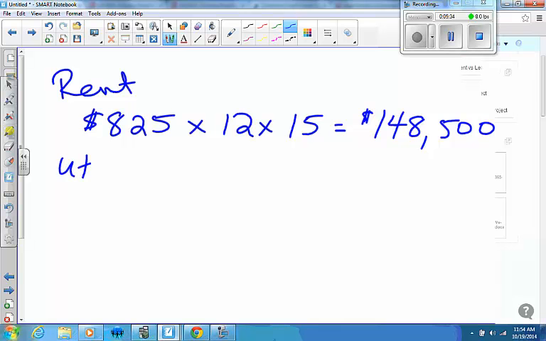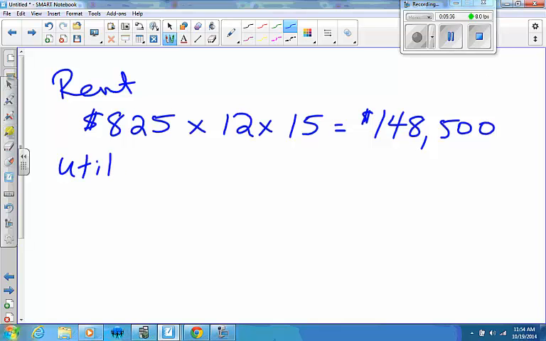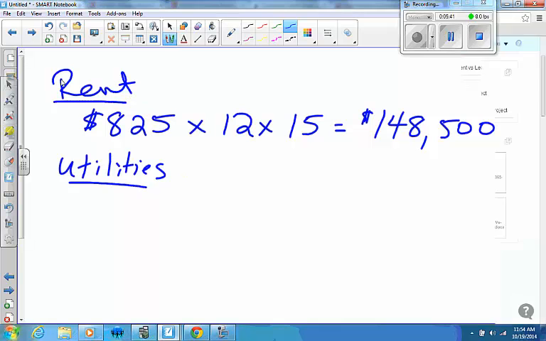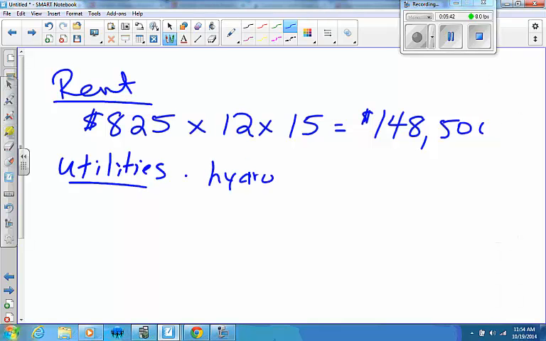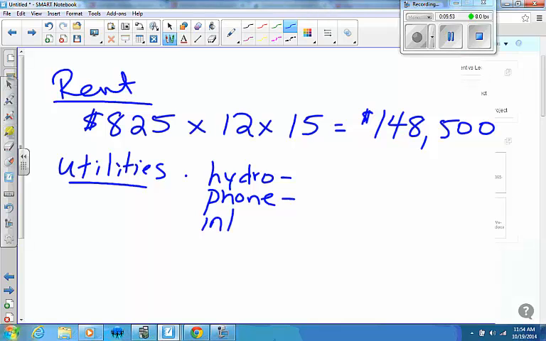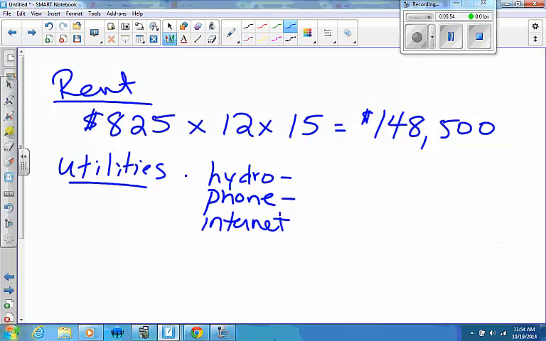So then I have to look at things like utilities. You're just going to estimate this. Maybe have a conversation with your parents. What do they spend on utilities? So there's hydro. It's forced air heat, so hydro will be expensive. I'm going to have a phone, maybe a house phone, some internet, maybe my phone and TV. Maybe I'm not going to have a landline, so you decide.